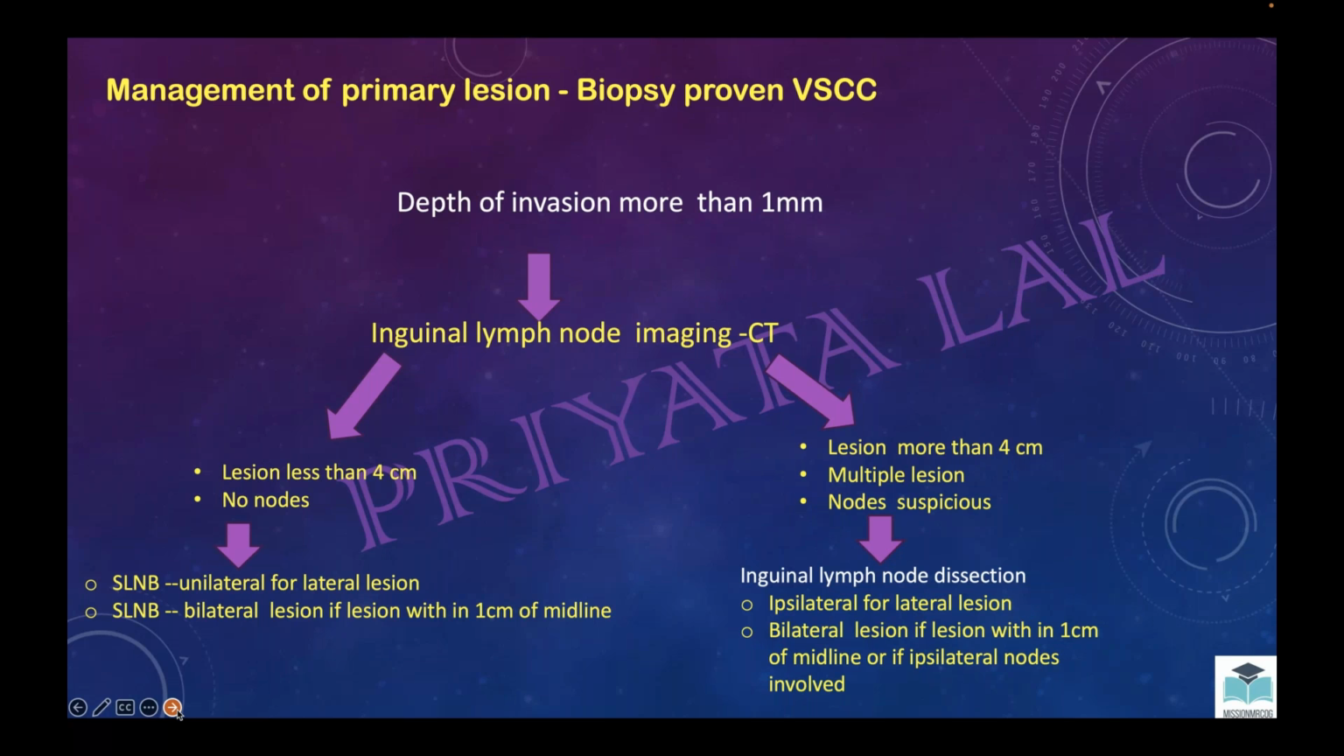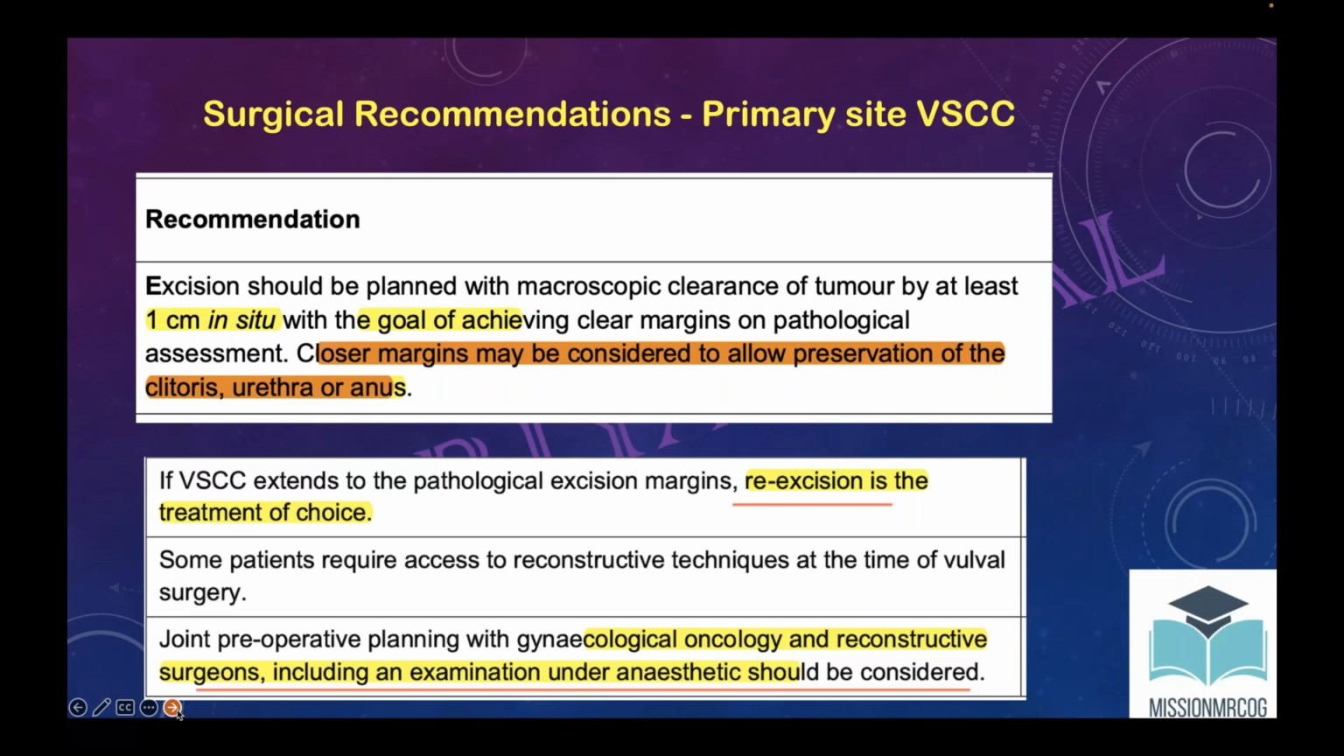Yes, yes, ma'am. Okay. Now, what are the recommendations from BGCS? So, what they say about excision: excision should be planned at least 1 centimeter in situ, with the goal of achieving a clear margin on pathology.